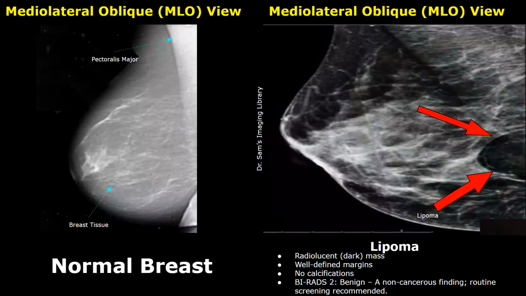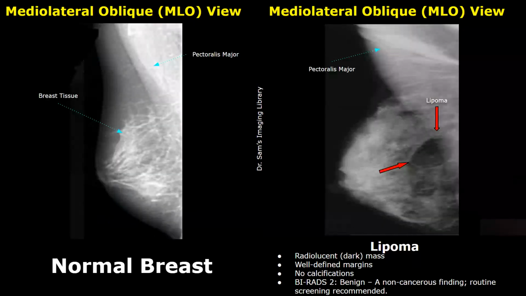A lipoma is another benign tumor which is mostly made up of fat. On mammography, a lipoma usually appears as a radiolucent mass, a well-defined round or oval mass which will be dark because it is made up of fat and fat appears radiolucent in a mammogram. Usually it will have no calcifications. Lipomas are given BI-RADS 2, which is benign, a non-cancerous finding, and routine screening is recommended.